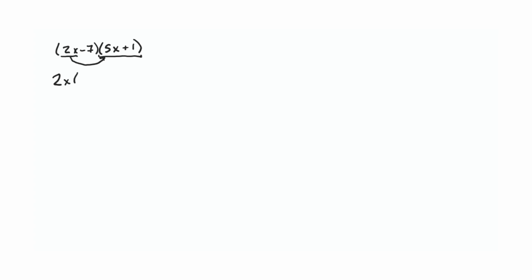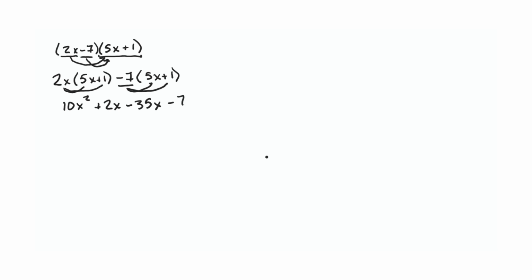We'd get 2x times this parenthesis 5x plus 1. And remember, when this second term is negative, then we're going to take a negative 7 times, again, this entire parenthesis of 5x plus 1. We can distribute that in again. So 2x times 5x is 10x squared. 2x times 1 is 2x. Negative 7 times 5x is a negative 35x. And a negative 7 times 1 is a negative 7.